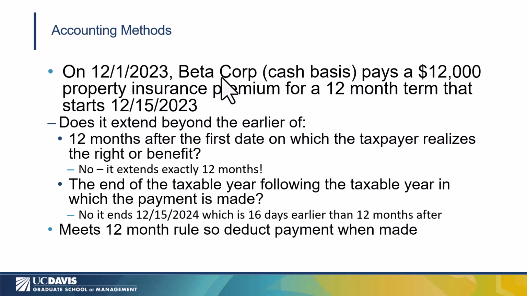So does it extend beyond the earlier of 12 months after the first date on which the taxpayer realizes the right or benefit? Well, no, right? It starts on 12/15, it ends 12 months later. So it's exactly 12 months.